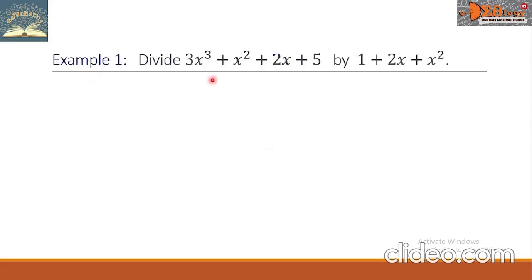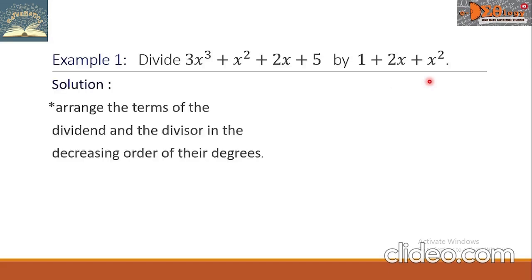Example 1. Divide 3x cubed plus x squared plus 2x plus 5 by 1 plus 2x plus x squared. The first step is to arrange the terms of the dividend and the divisor in decreasing order of their degrees. After that, we put them in the division box. So the dividend is here, 3x cubed plus x squared plus 2x plus 5. For the divisor, we have x squared plus 2x plus 1.